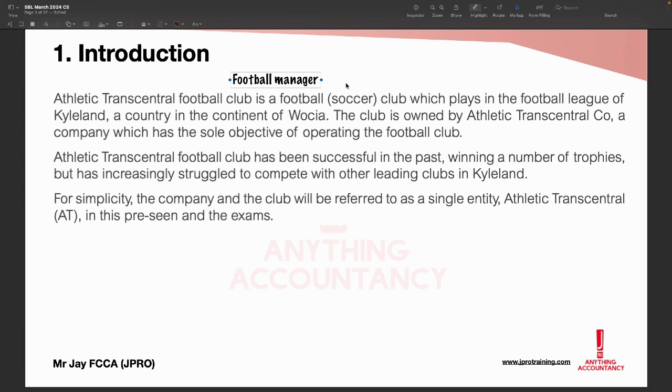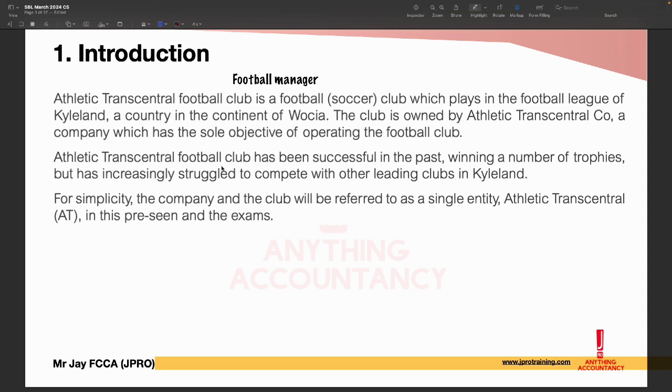Okay, which plays in a football league of Thailand, okay, a country in the continent of Oceania. So Thailand is like UK, Oceania is like Europe. The club is owned by Atlantic Transcentral. Okay, this is important because you do have something here, Atlantic Transcentral Co., a company which has the sole objective of operating a football club. So this company's only job is just this, this is their objective.